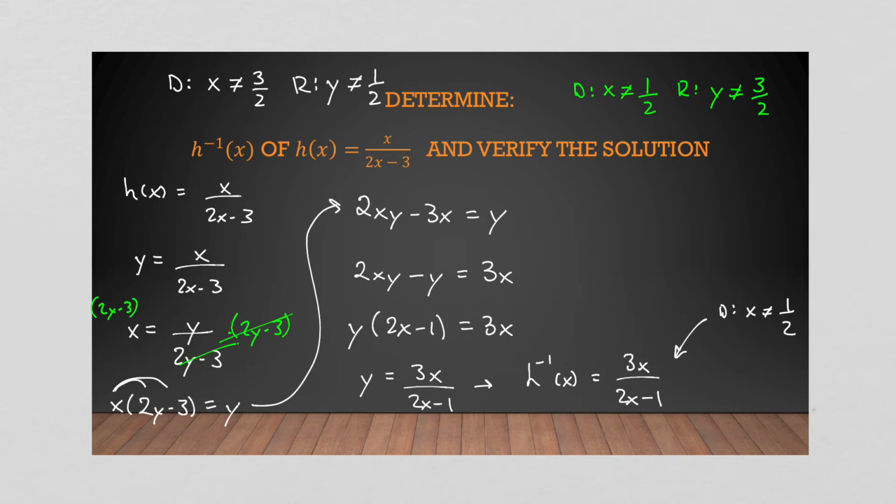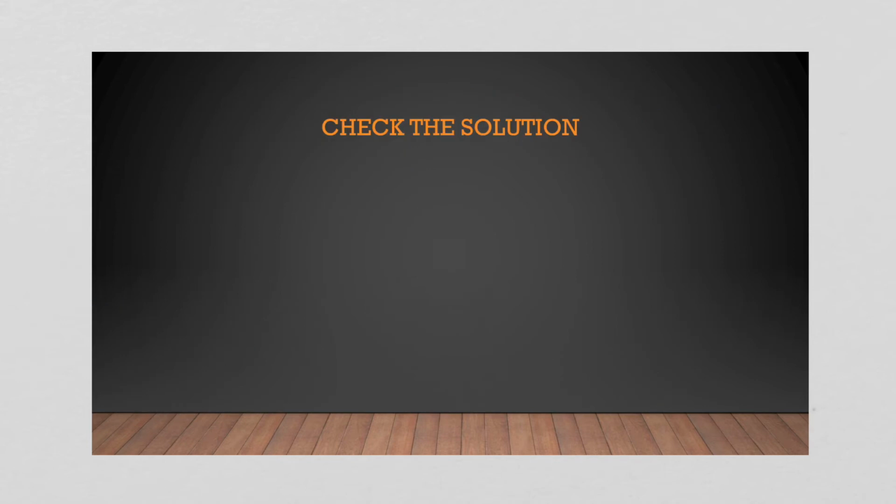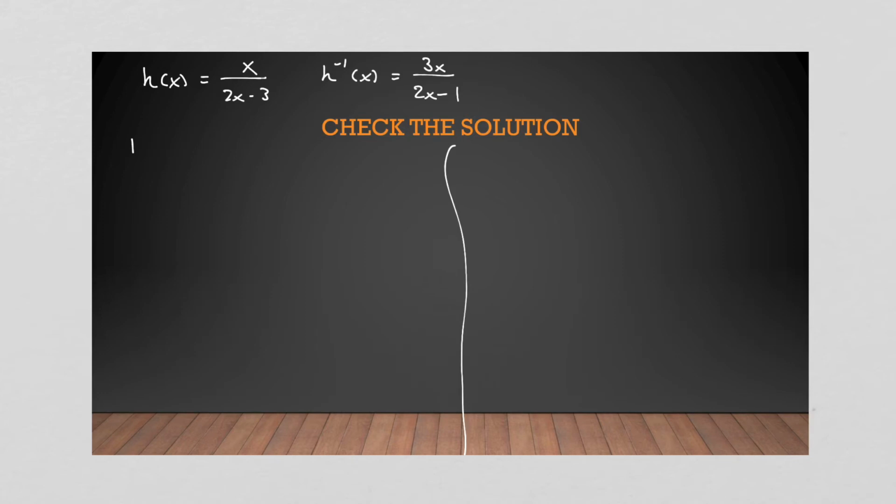So now what we'll do is we'll do the slightly complicated algebra to prove that they are in fact inverses. So we had h of x was equal to x over 2x minus 3, and we had our inverse h inverse of x was equal to 3x over 2x minus 1. So the first one we will do is h of h inverse of x.